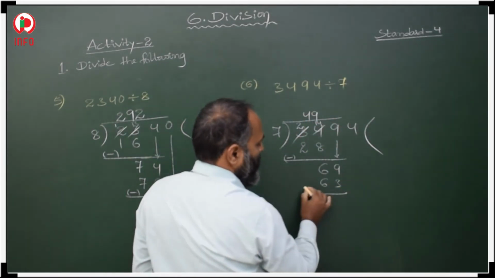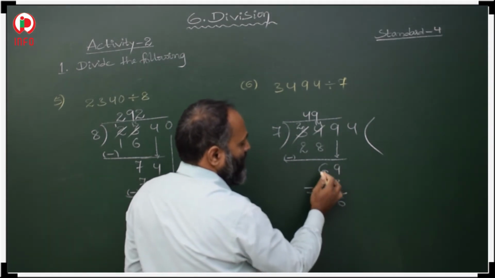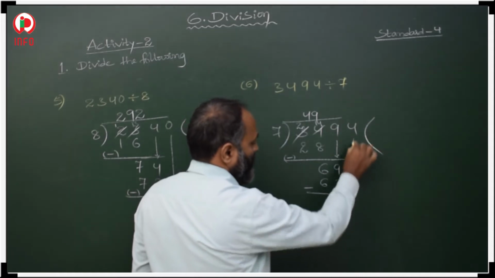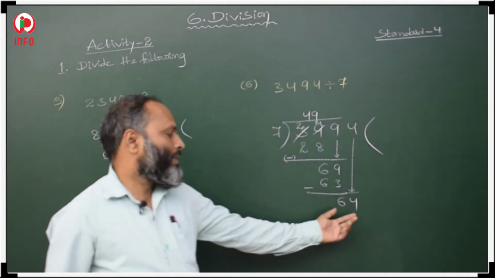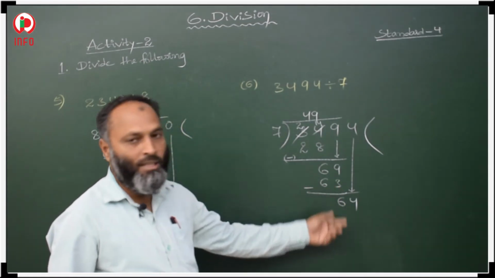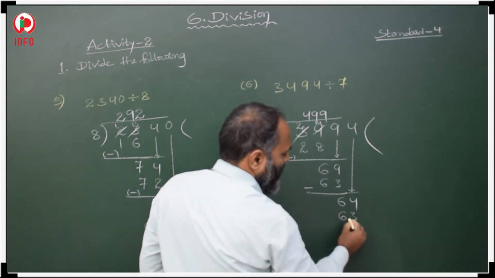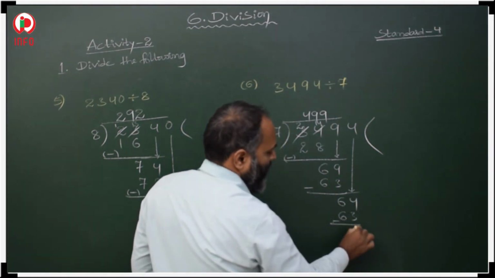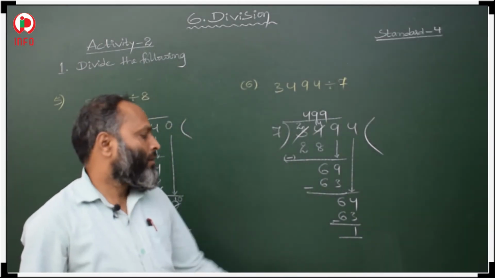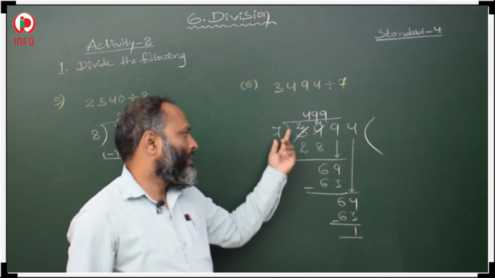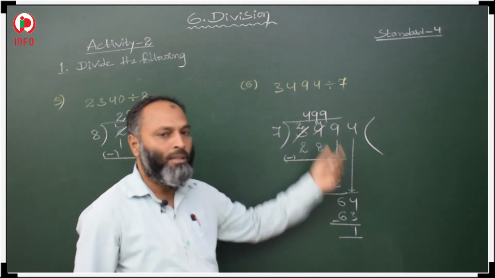63, then minus, 9 minus 6, 9 minus 3 is 6, 6 minus 6 is 0, don't take. Then again it is 64, so we have to take again 63, 7 9s are 63, then minus, 4 minus 3 is 1, 6 minus 6 is 0, don't take. This is your remainder, this is your divisor, this is your dividend, and this is your quotient.